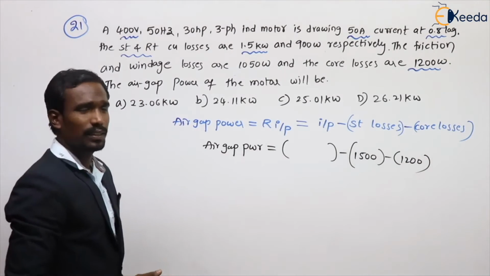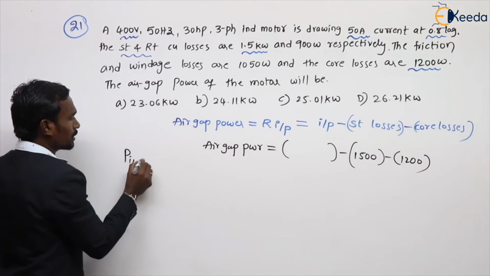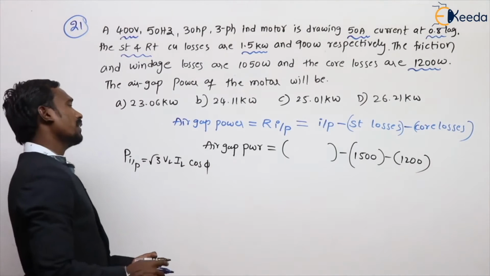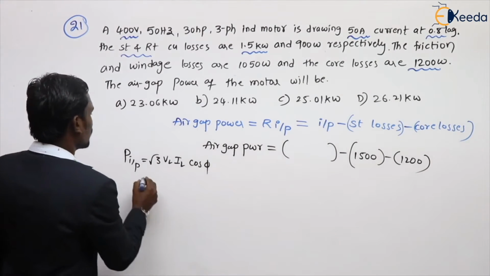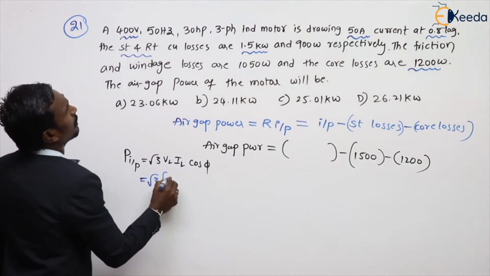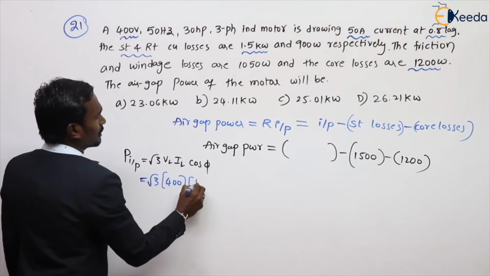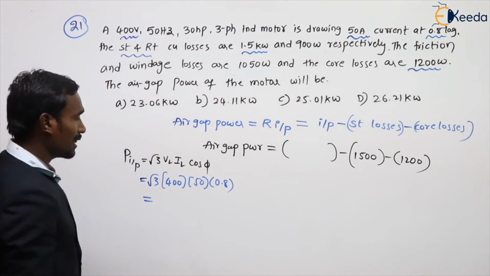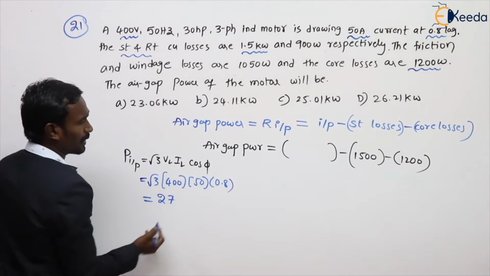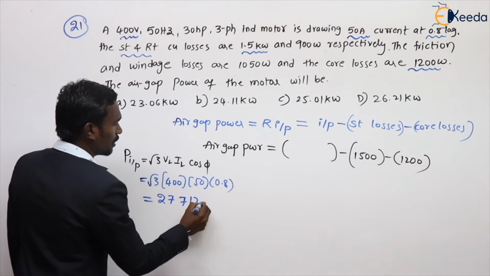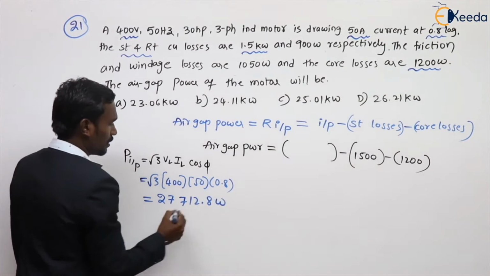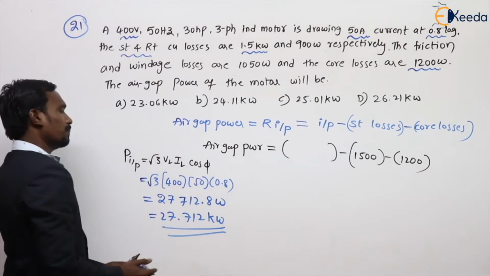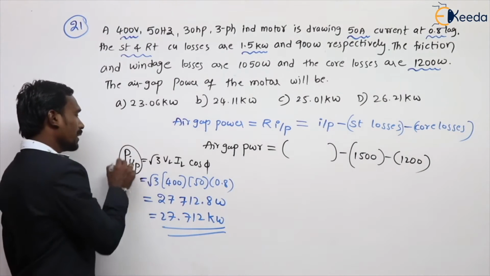What is the input here? Here the power input is equal to root 3 VL IL cos phi. So tell me what is the answer? Root 3, VL is 400, IL is 50 and cos phi is 0.8. If you calculate this, you will get 27,712.8 watts, nothing but 27.712 kilowatts. This is the power input.